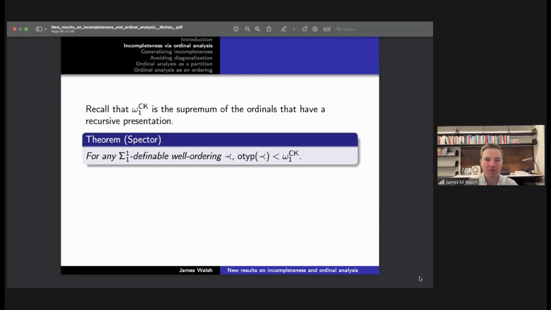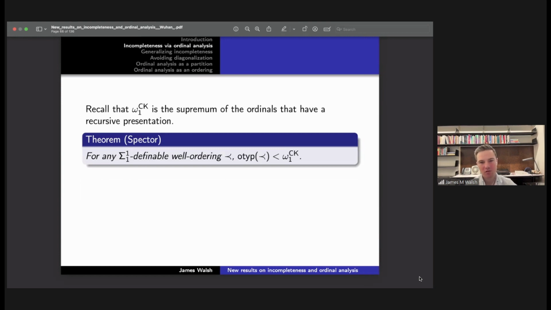One of the tools for doing this is the sigma 1,1 bounding theorem of Spector. It's sometimes stated in a different way. There are a lot of ways of stating it. But recall that omega 1 CK, the Church-Kleene ordinal, is the supremum of the ordinals that have recursive presentations. And it's a theorem of Spector that if you take a sigma 1,1 definable well ordering, its order type is strictly less than omega 1 CK, right? So there's going to be some strict recursive upper bound on the order type of any sigma 1,1 definable well ordering.